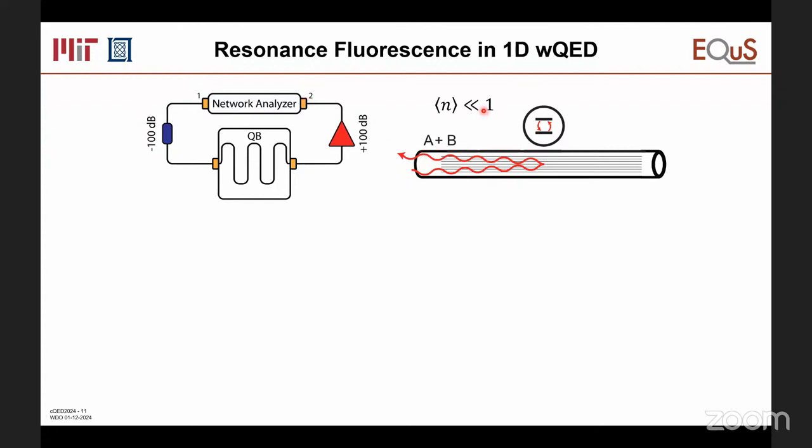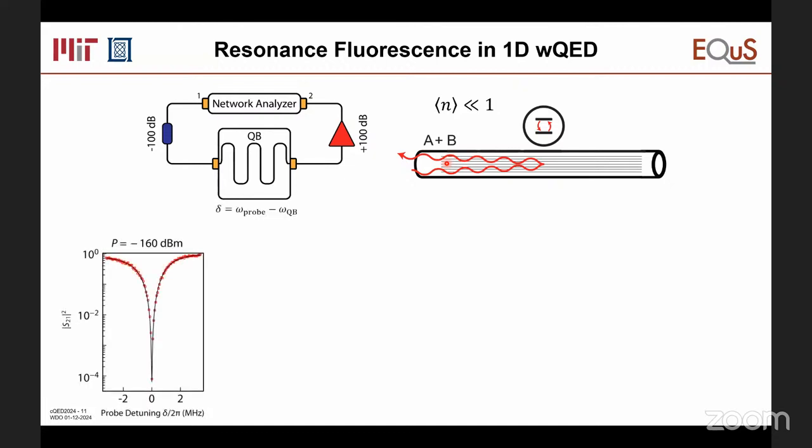And remember, we said that if you're in the limit where the average photon number arriving at this atom is much less than one, then we expect perfect reflection and zero transmission if this is working properly. And that's basically what we see. So this is the magnitude of S21 squared. That's the amount of power that's getting to port two of this network analyzer. And we're detuning around resonance the tone that comes from the network analyzer. And when it's on resonance, you can see that to about one part in 10,000, nothing gets through, right? And when you're off resonance, then of course this perfect destructive interference doesn't happen and the photons continue on and approach unity. This is normalized.